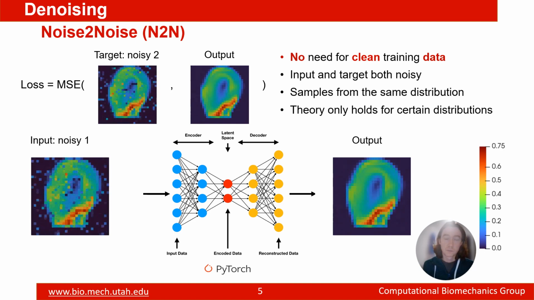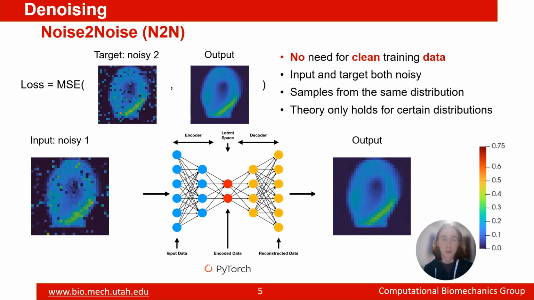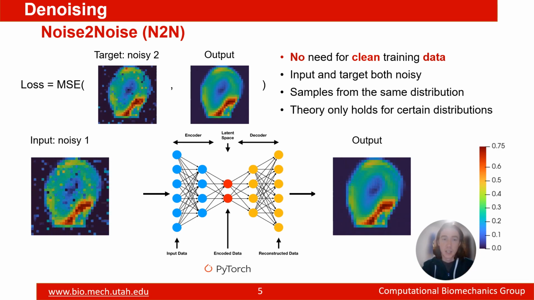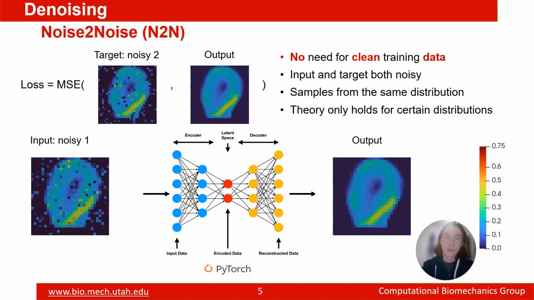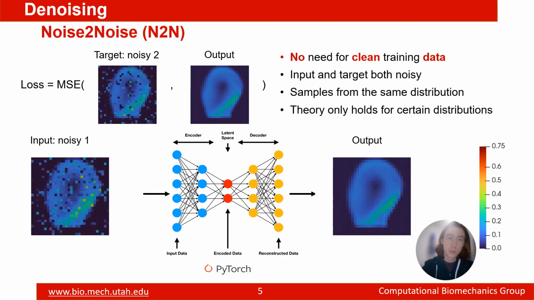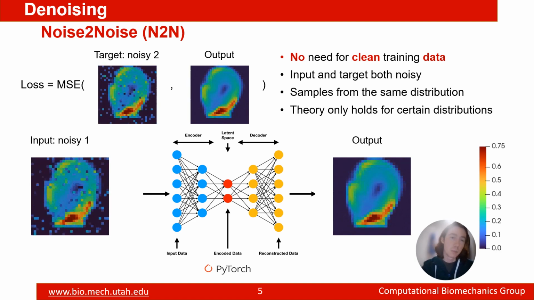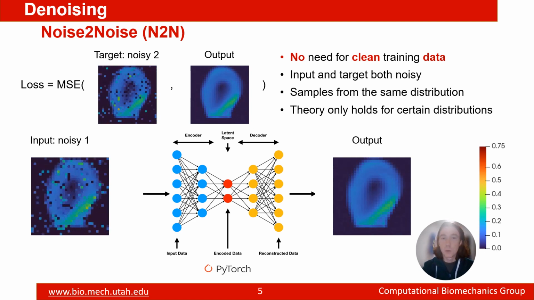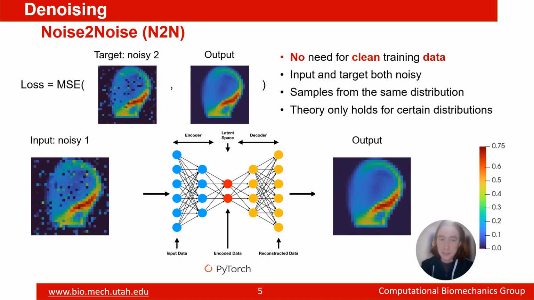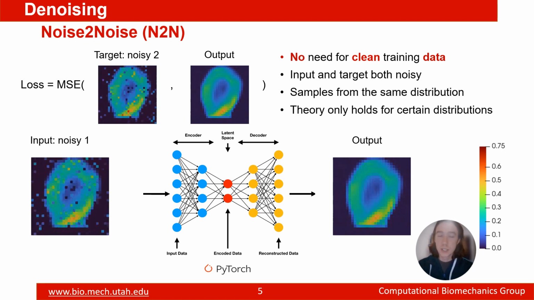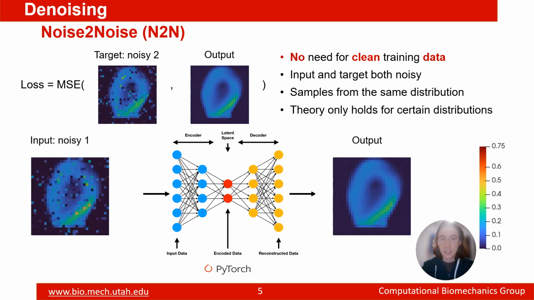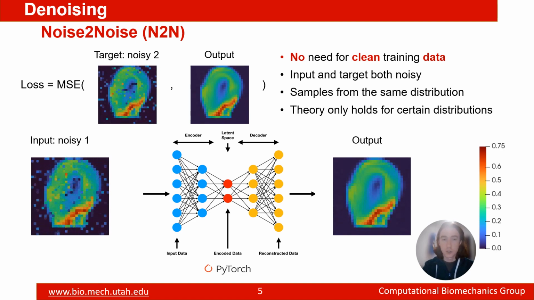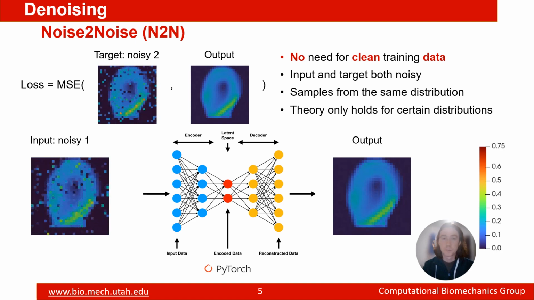The downside of supervised learning in the previous case is that it needs clean data. However, we might not have access to clean data. There's a technique called noise to noise where there's no need for clean data. And in the loss function for the target, we use a second sample, which is also noisy. So it's the same snapshot, it's just another sample from the same noise distribution. We can see that this also works, and the network can denoise our input without ever seeing clean snapshots. Obviously, the theory only holds for certain noise distributions, like Gaussian, for example.